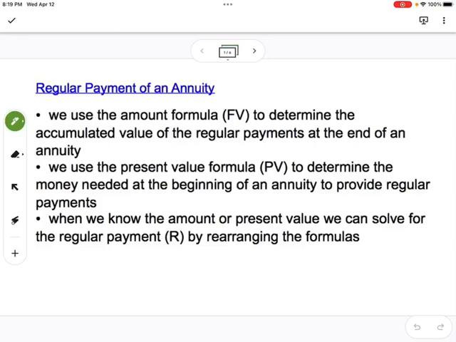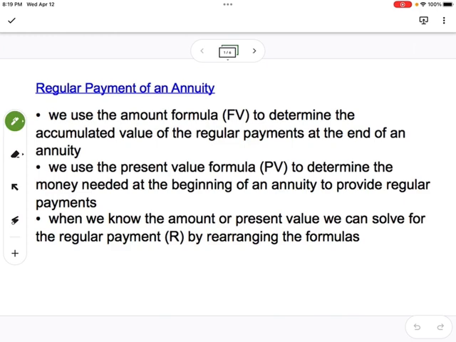Okay, so we have looked at both future value and present value of an annuity, and now we're going to move on and look at the regular payments. So we're going to be calculating our regular payments now. To be able to do this, we need to figure out whether we are talking about future value or present value in an annuity to know what formula we're going to use to figure out our regular payments.